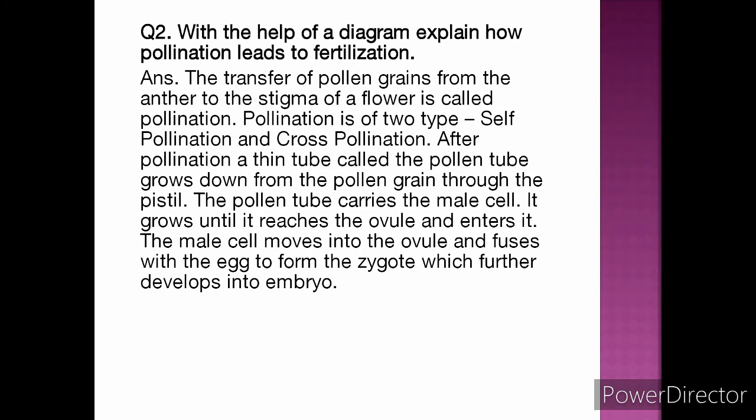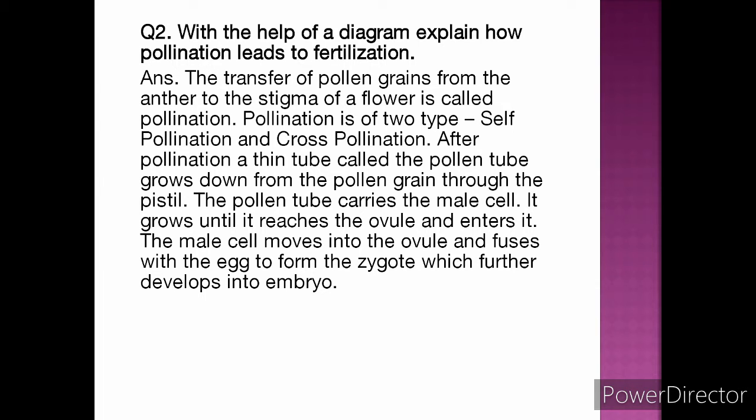Next, the second question we have: with the help of a diagram, explain how pollination leads to fertilization. Here there are two main words in the question. One is pollination and the other one is fertilization. So first you have to discuss what pollination is.